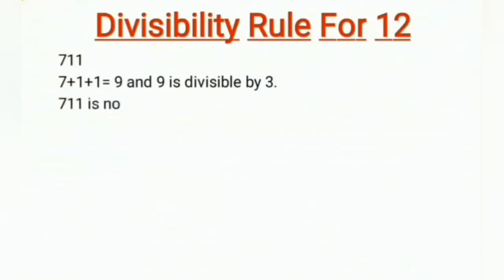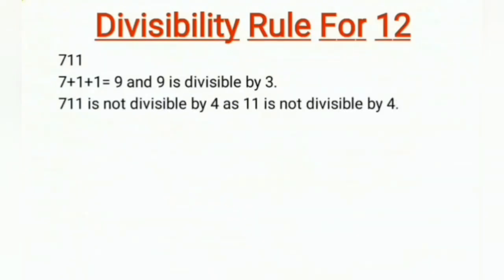Another example is 711. The sum of the digits is 9 and 9 is divisible by 3. So 711 is also divisible by 3. The last two digits of 711 are 11, which is not divisible by 4. So the number is not divisible by 4. Hence 711 is not divisible by 12.